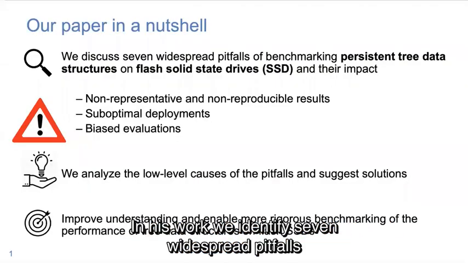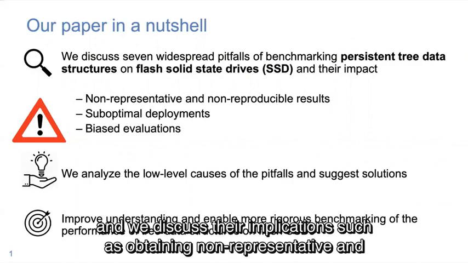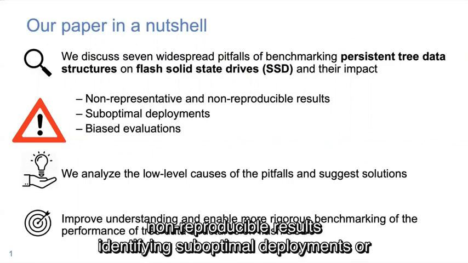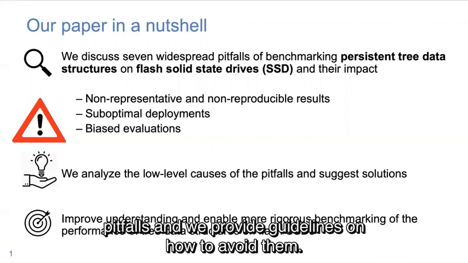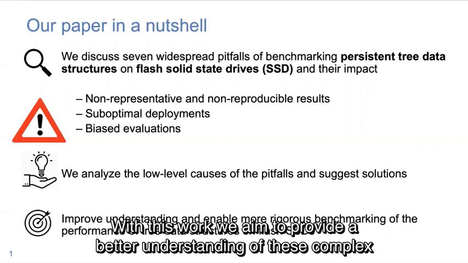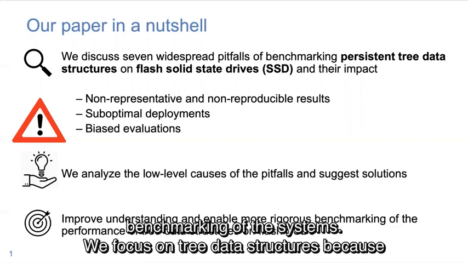In this work, we identify 7 widespread pitfalls of benchmarking persistent tree data structures when deployed on SSDs. And we discuss their implications, such as obtaining non-representative and non-reproducible results, identifying suboptimal deployments, or carrying out biased evaluations. We analyze the low-level causes of these pitfalls, and we provide guidelines on how to avoid them. With this work, we aim to provide a better understanding of these complex systems and to enable more fair and rigorous benchmarking of these systems.